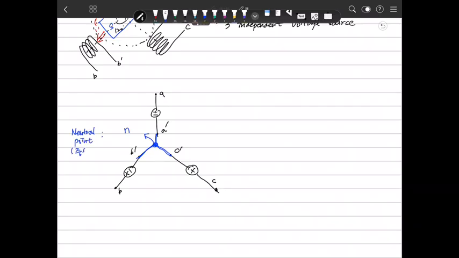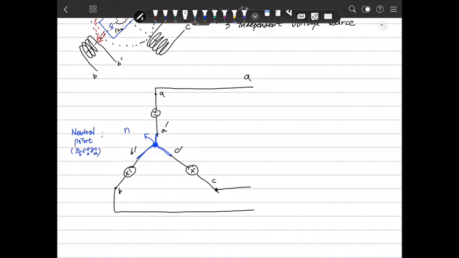In Korean, 중성점. Then we'll connect this here. I will give you another example. I will change the notation here. I mean, it's not even anyway.